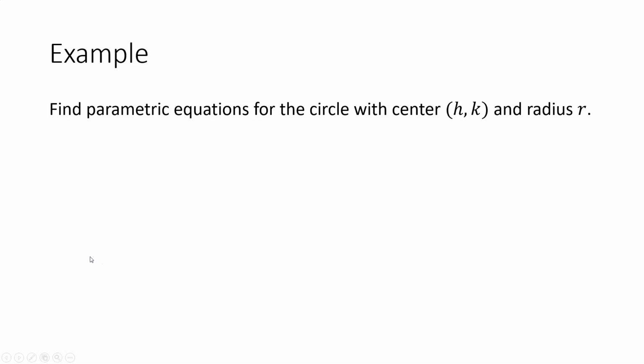So suppose we wanted to find the parametric equations of a circle with a center at (h, k) and a radius of r. Well, we can take the equations that we had before. So we know that x equals cosine t and y equals sine t gave us a circle of radius 1 centered at 0, 0.